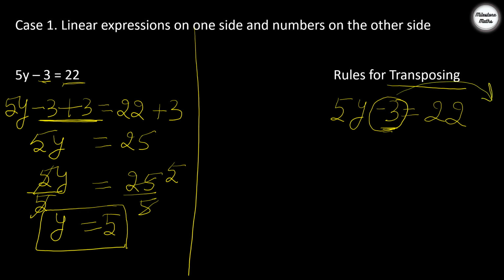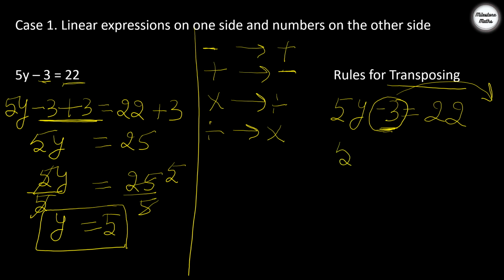Now there are a few rules while you are transposing. If some term is minus on the left hand side, when you transpose it to the other side, it becomes plus. And if it is plus on the left hand side and you transpose it to the right hand side, it becomes minus. It means plus and minus get exchanged. In the same way, if it is multiplication, it will be division on the other side, and if it is division, the term will be transferred to the other side and converted into multiplication.